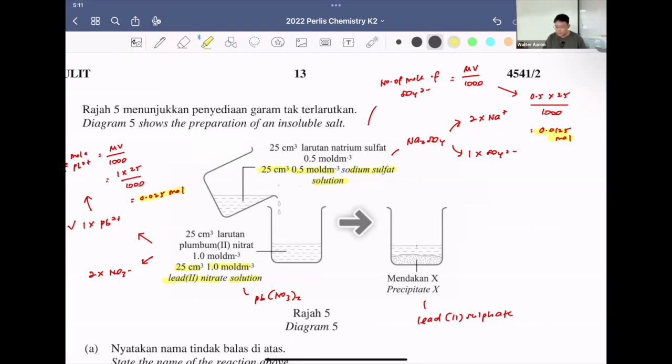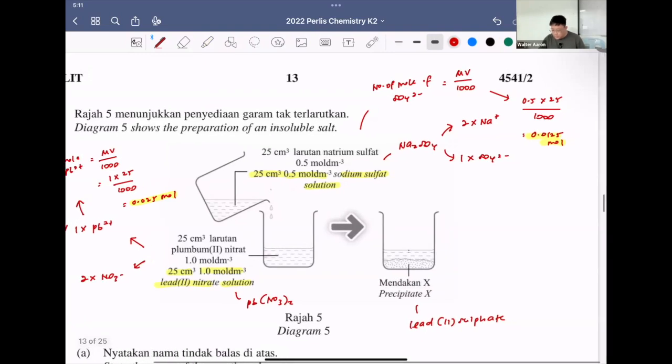So the number of moles of sodium sulfate is, I would say, half of that of lead nitrate. Which means now your lead ions are more than the sulfate ions, okay? If you can't see it, let me just show you. So we're talking about ratio right now, right?